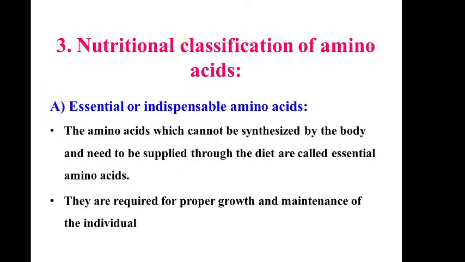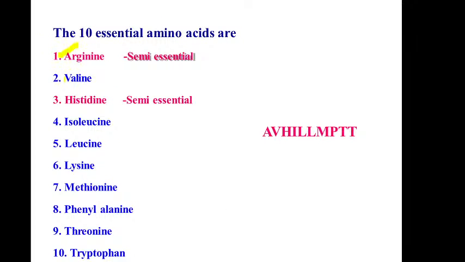After it we have classification on the basis of nutritional value. According to it we have essential or indispensable amino acids. The amino acids which cannot be synthesized by the body and need to be supplied through the diet are called essential amino acids. They are required for proper growth and maintenance of the individual. So we have arginine, valine, histidine, isoleucine, leucine, lysine, methionine, phenylalanine, threonine and tryptophan as the essential amino acids.